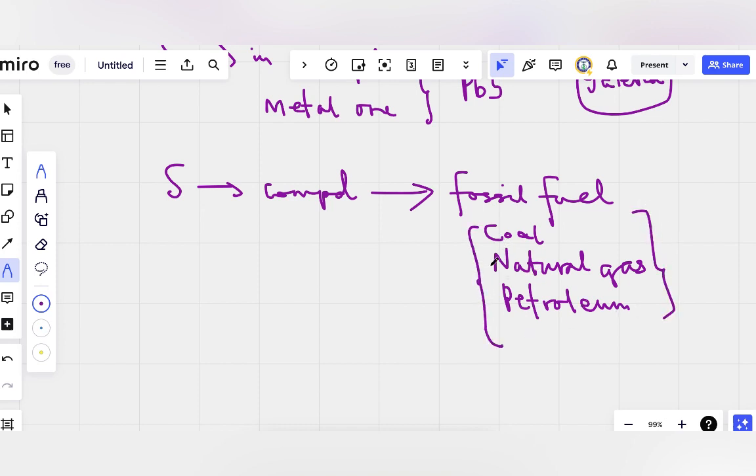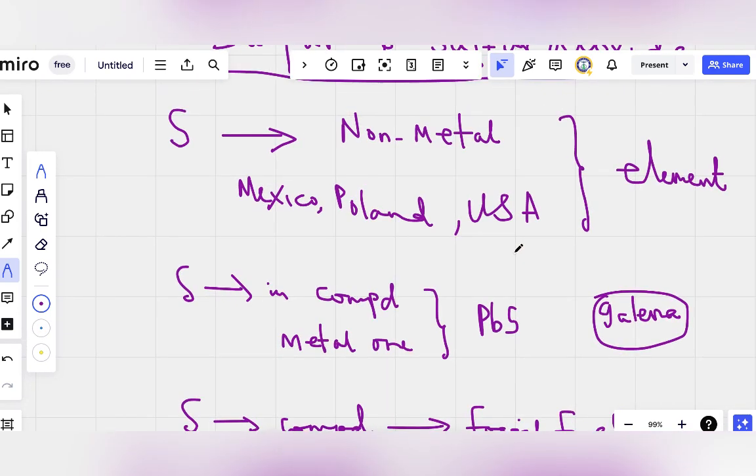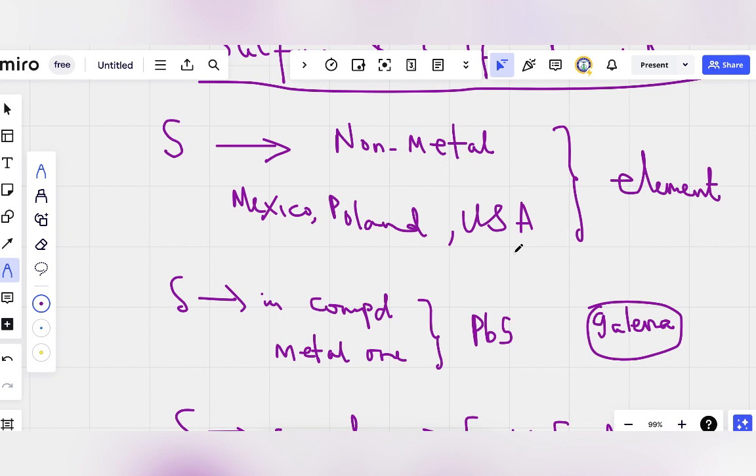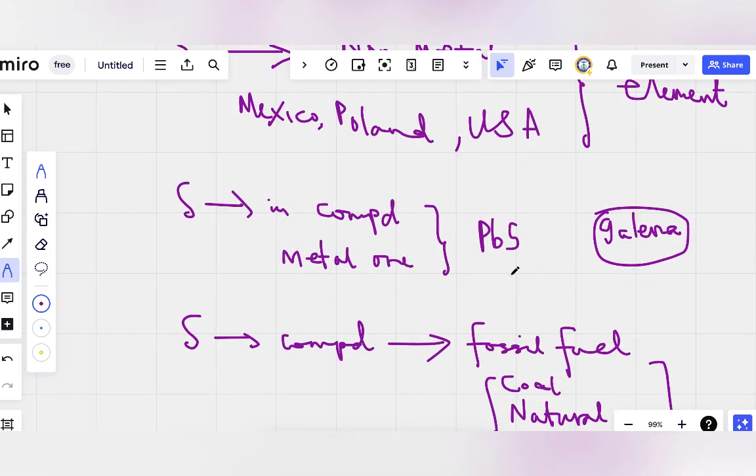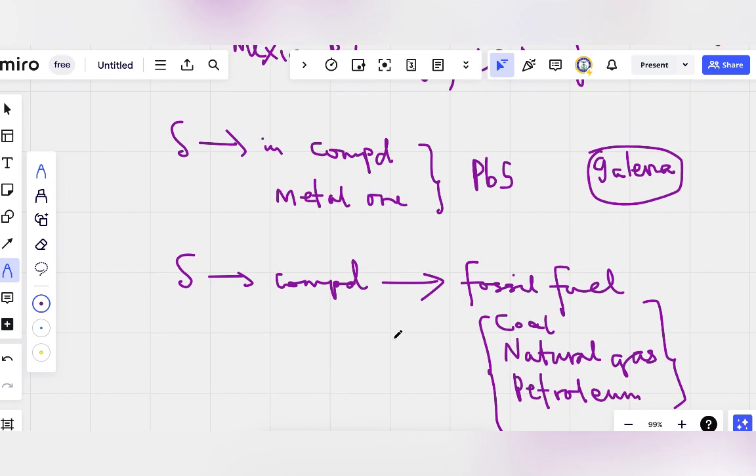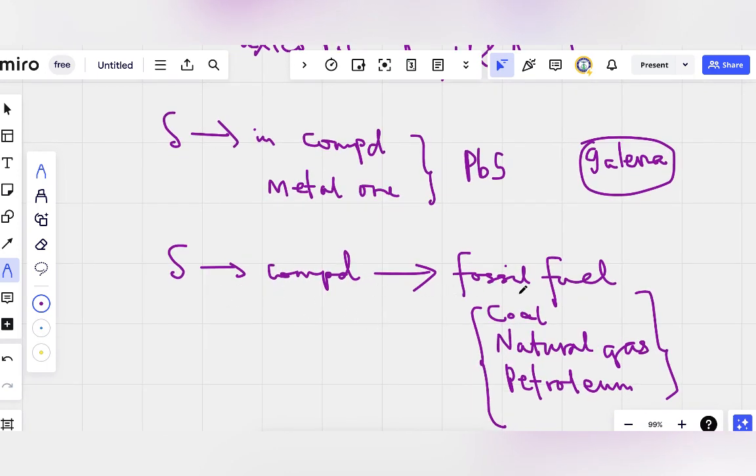So far, these are the three places we've mentioned where you can find sulfur. First, as elements on the ground, in countries like Mexico, Poland, and USA, where they are found as just sulfur elements. Then you can also find sulfur in compounds like metal ore, a good example being lead 2 sulfide, another name for which is galena. We say you can also find sulfur compounds in fossil fuel like coal, natural gas, and petroleum.